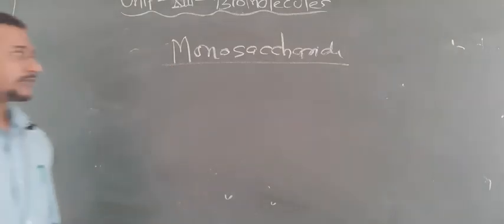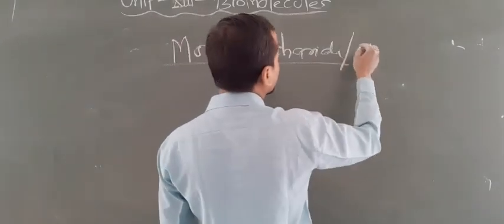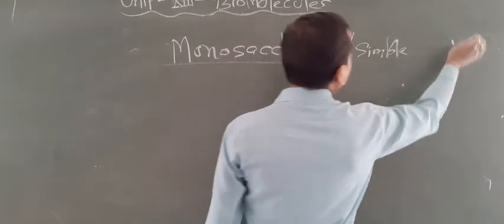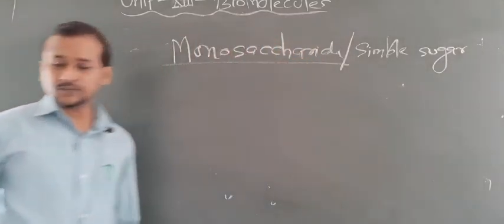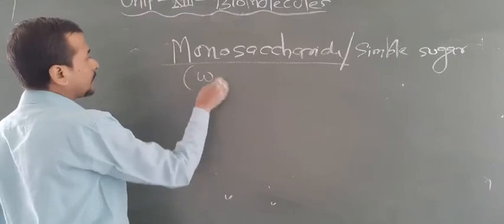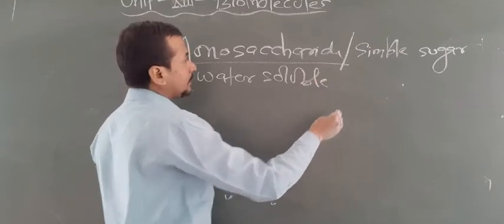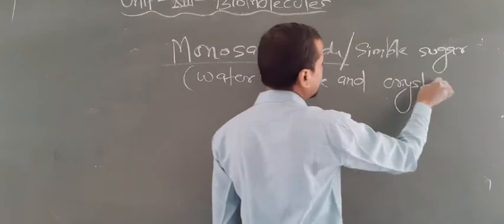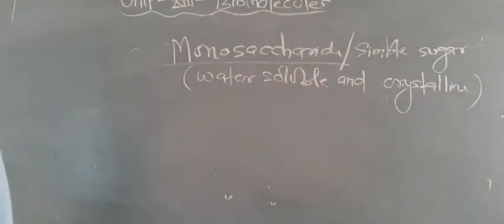those carbohydrates which do not hydrolyze into simpler molecules are known as monosaccharides. You can also call this simple sugar. Now this is basically water soluble and crystalline in nature. So now some common examples.